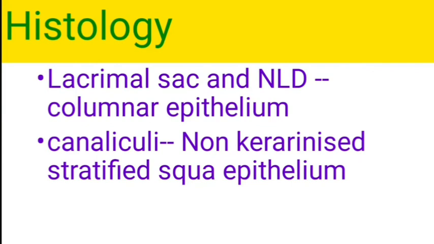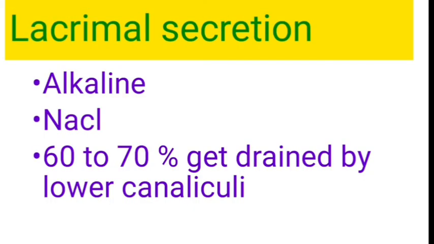Coming to the histology, the lacrimal sac and the nasolacrimal duct are lined by columnar epithelium, whereas the canaliculi are lined by non-keratinized stratified squamous epithelium. Let's move on to the physiological part now. The lacrimal gland secretion, that is the lacrimal part of the tear film, is alkaline in nature. The main content is sodium chloride.